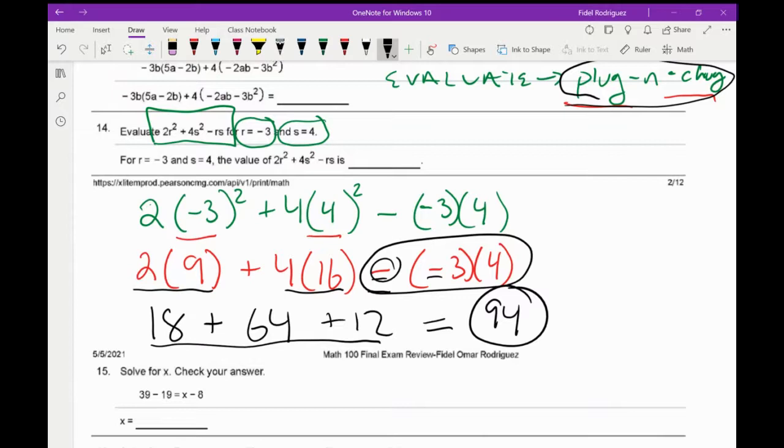So again, when it's asking me to evaluate, just remember that evaluate really means plug and chug. And so what we're going to do is everywhere we have those numbers, we're going to plug those values in, right? Plug those values in.